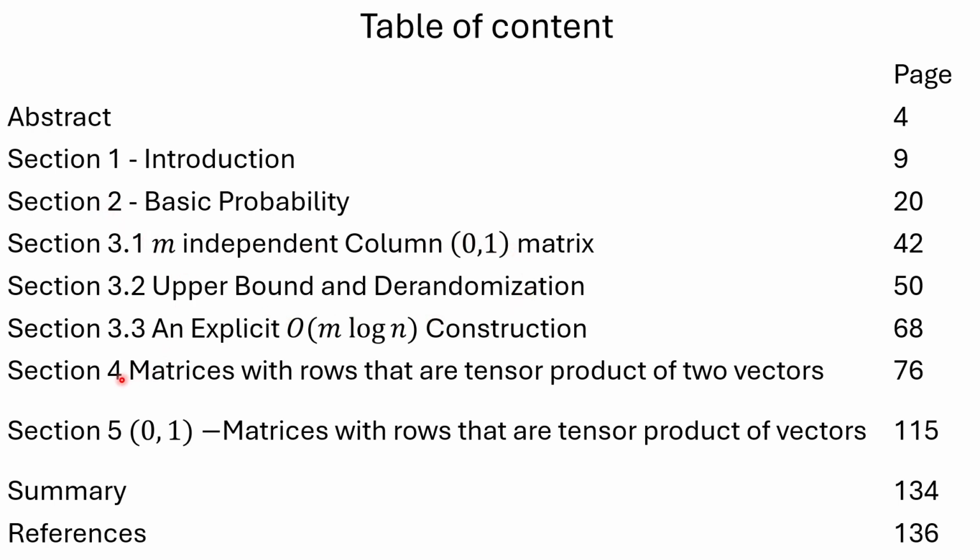In sections 4 and 5, we give the m-independent columns over ZP, where each row is a tensor product of 0-1 matrices. So we expand our results. Then we have the summary and our references.